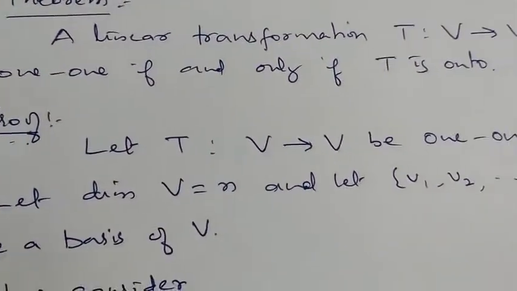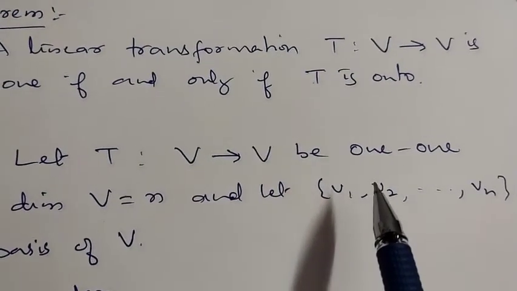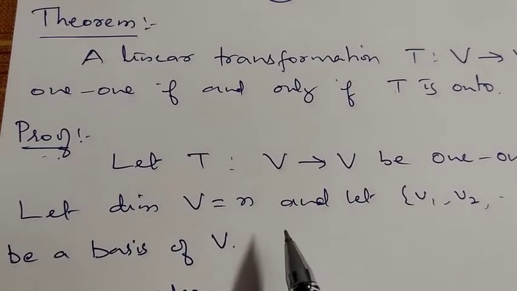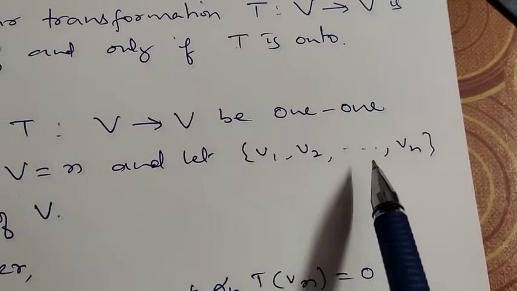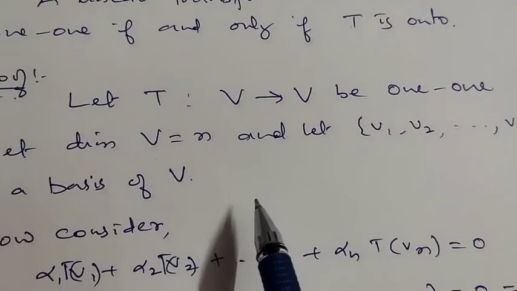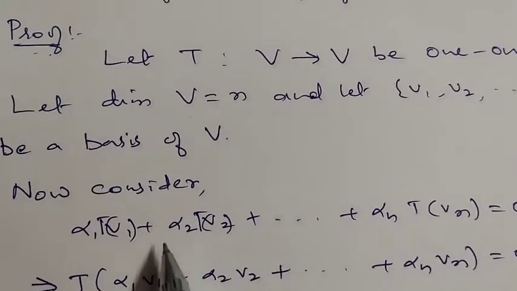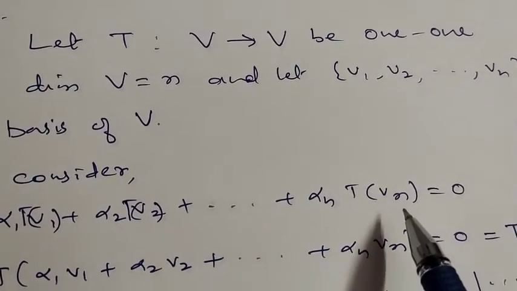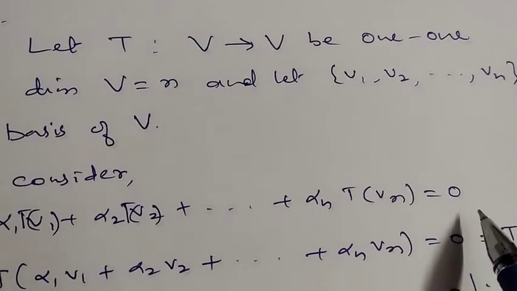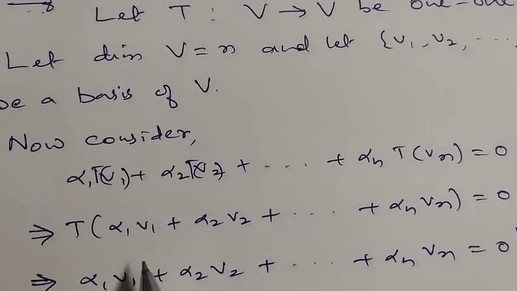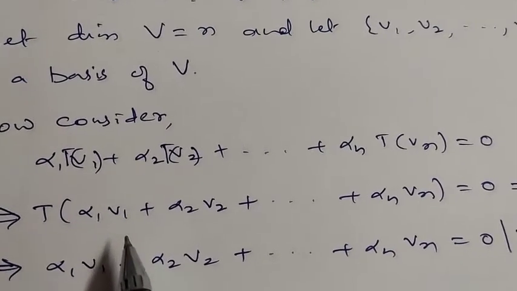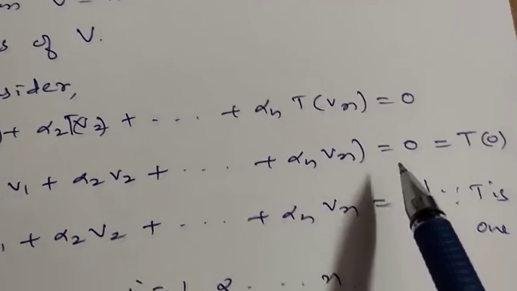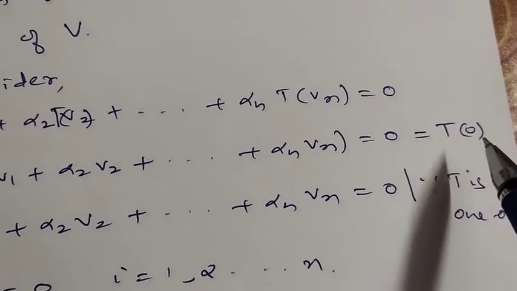For this, let T from V to V be a 1-1 linear transformation. Let the dimension of V be n, and let V1, V2, etc., Vn be a basis of V. Now consider alpha 1 into T of V1 plus alpha 2 into T of V2, etc., alpha n into T of Vn is equal to 0. So this implies, since T is linear, this can be written as T of (alpha 1 V1 plus alpha 2 V2, etc., alpha n Vn), that's equal to 0, which means T of 0.